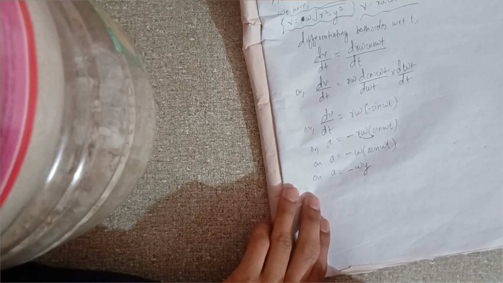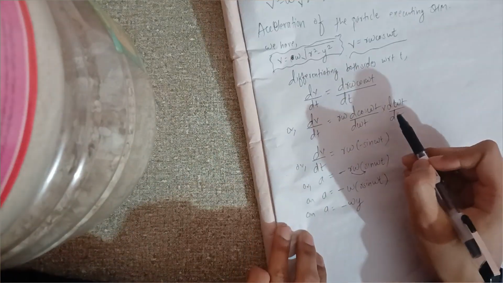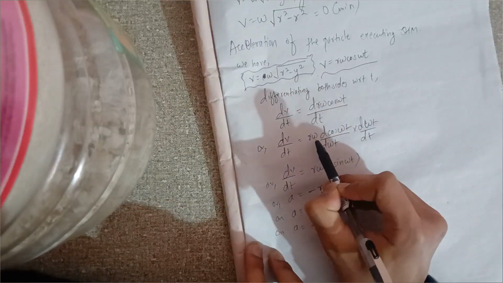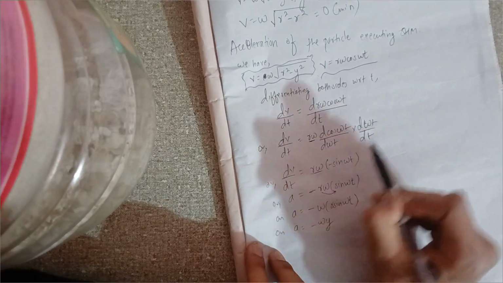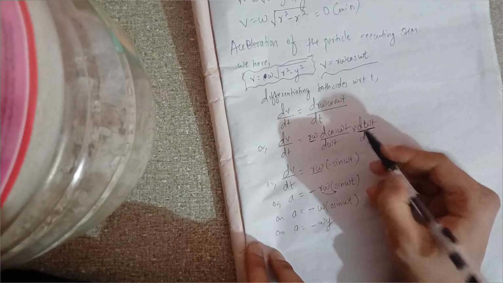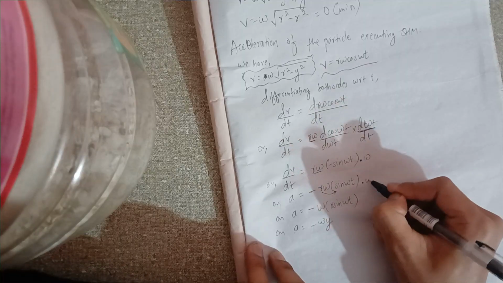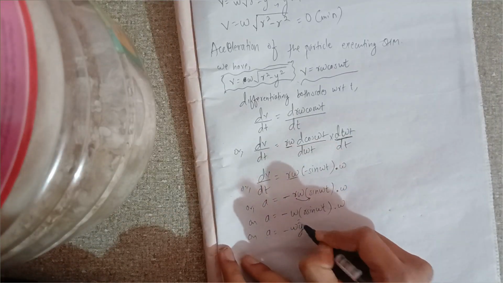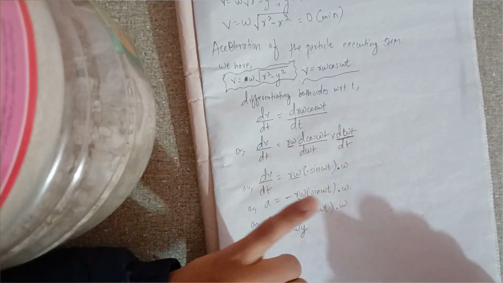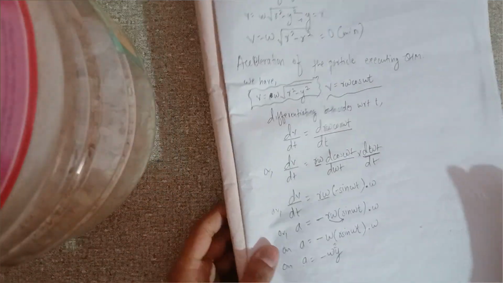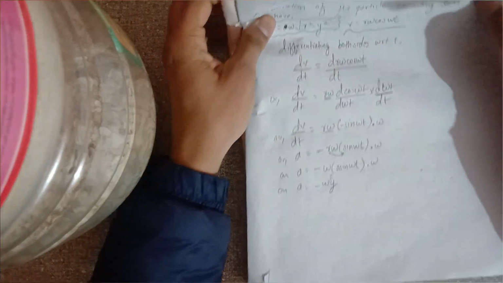Oh wait, we made a mistake. Look at this. Here is r omega itself, r omega, then its derivative will be times omega again. This will be minus omega square y. That is the equation for the acceleration of a particle executing SHM.